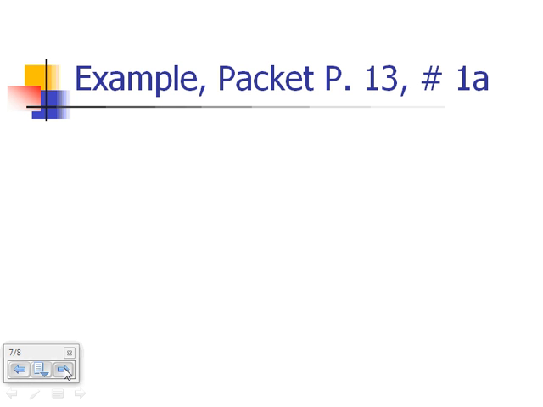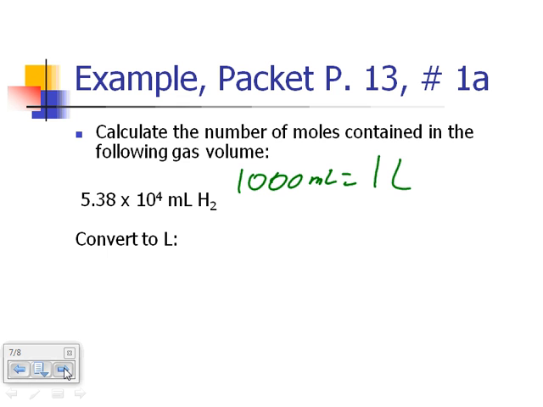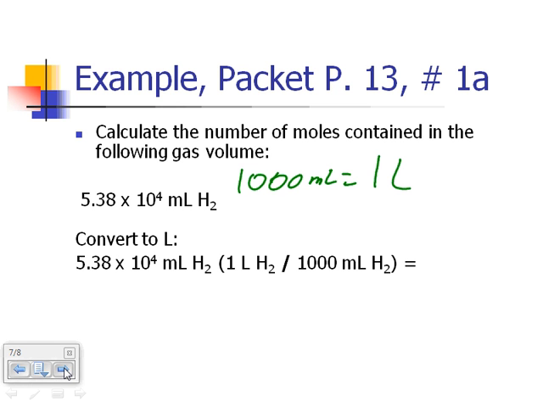So if you look in your packet, page 13, problem number 1A says calculate the number of moles contained in the following gas volumes. And here we have our 5.38 times 10 to the 4th milliliters. Notice that the conversion of 22.4 is in liters. So that's the first thing we're going to have to do, convert it to liters. We know that 1,000 milliliters is equal to 1 liter. So that's what we need to do our conversion.